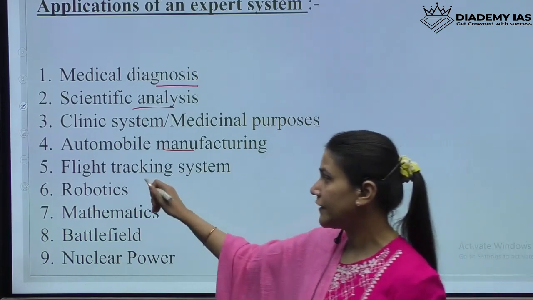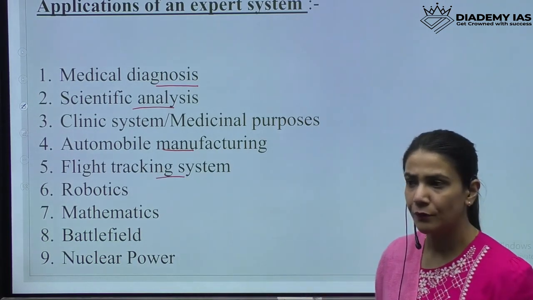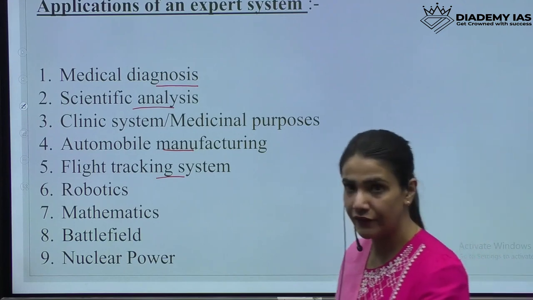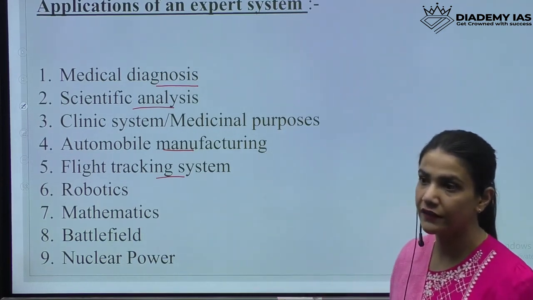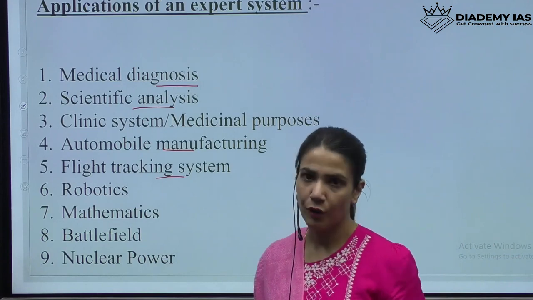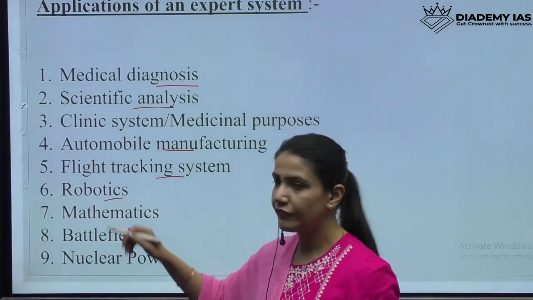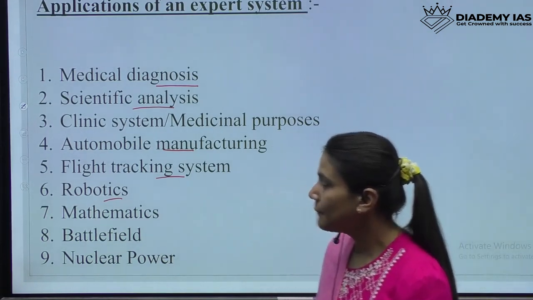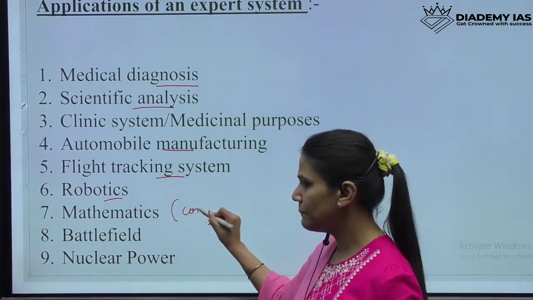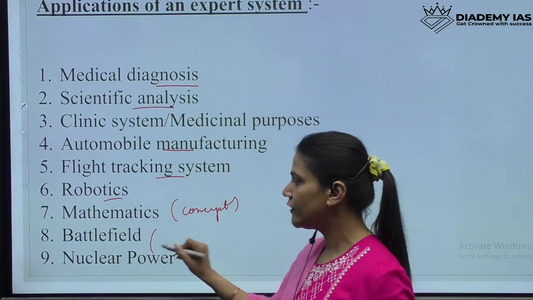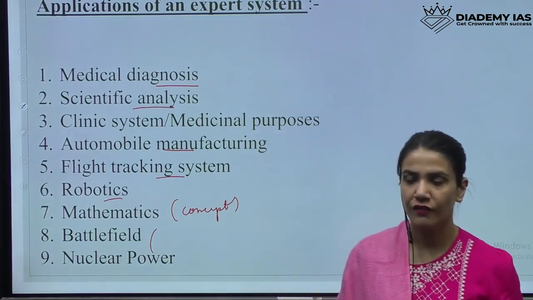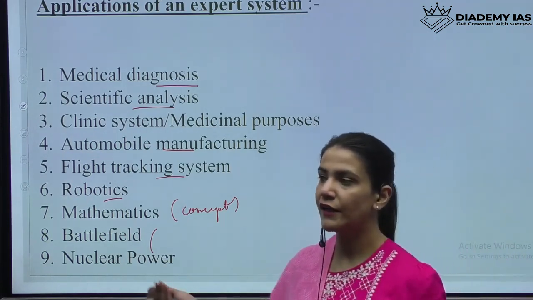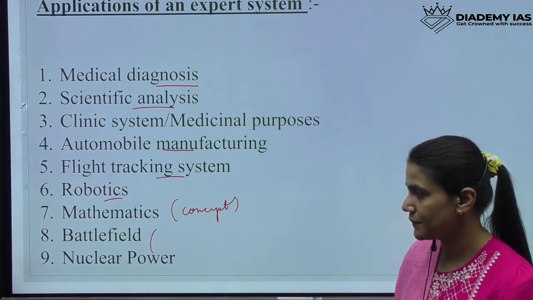Then it is being used in flight tracking systems, with so many airplane crashes. Flight tracking systems help to easily identify the flight in consideration of the weather, the landing grounds and other topographical features. Then in robotics, definitely, in artificial intelligence, there is very much reliance on them. Mathematics: it is basically used to solve simple concept-based problems, right? In battlefields also, in consideration of two armies fighting, it would be in aspects of coordinate location and other aspects. In the battlefield, an expert system is very much used.